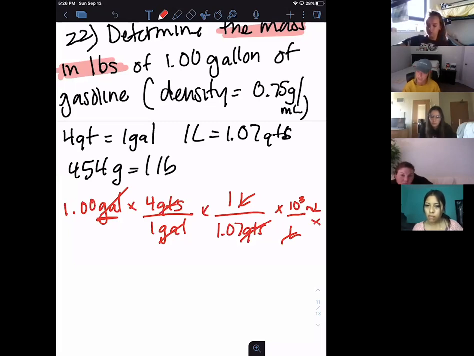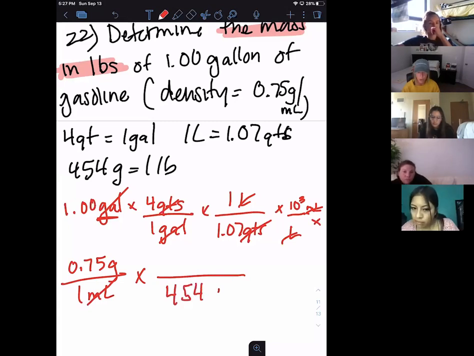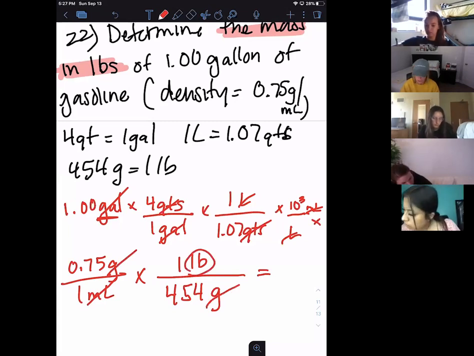So now I have mils on the top, so I'm going to have 0.75 grams per 1 ml. And this ml and this ml cancel out. And now I'm in grams. And then from my grams, okay, we know that there are 454 grams for 1 pound. All of that math, grams and grams cancel. We're ending in pounds. We should get 6.2 pounds.